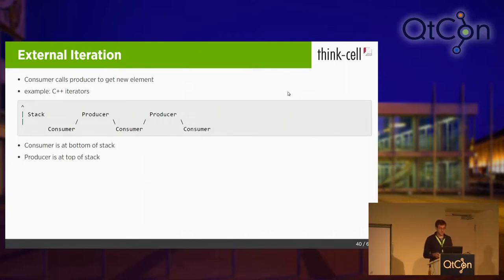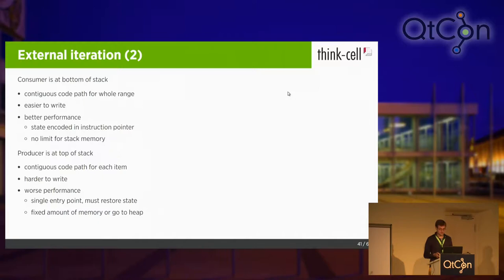You can turn the whole thing around. Internal iteration. Right, so first of all, the advantages and disadvantages of external iteration. The consumer, as I said, is at the bottom of the stack, and you can write contiguous code for this consumer. You can do any kind of logic, and you have one contiguous code path, and whenever you want an element, you say, give me an element, give me an element, give me an element. That's easier to write, obviously.